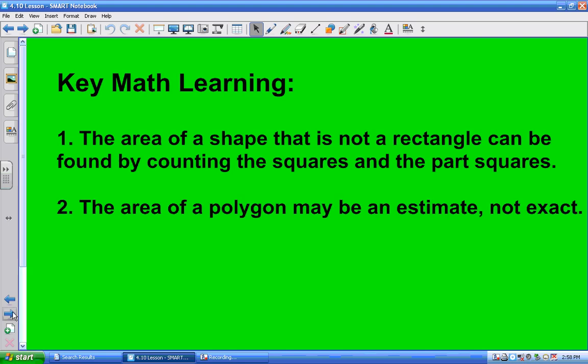The second thing is that the area of a polygon may not be exact when you're working with something which is not a rectangle. So we may have something which we call an estimate. And it can be very close, but still not going to be exact.